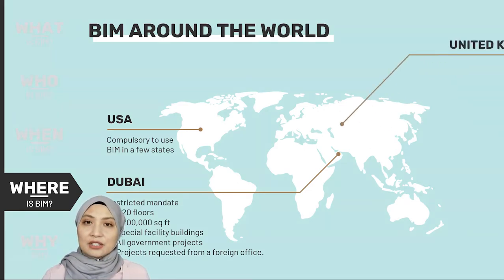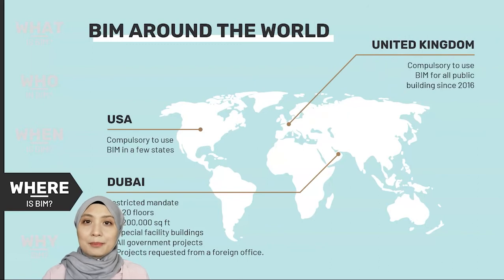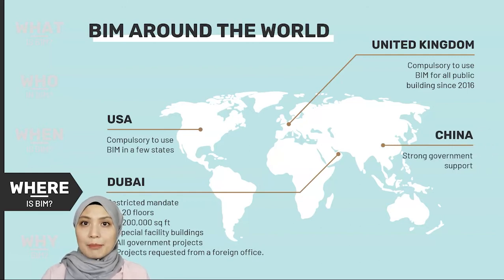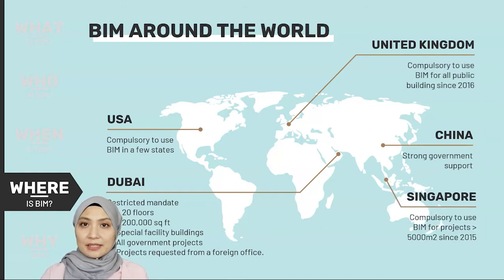In the UK, it is compulsory for all public buildings since 2016. China doesn't make it mandatory to implement BIM in building construction, but there is strong support from the government. And next to Malaysia, Singapore already started to implement BIM. Since 2015, all submissions for projects that are more than 5,000 square meters must be in BIM format.